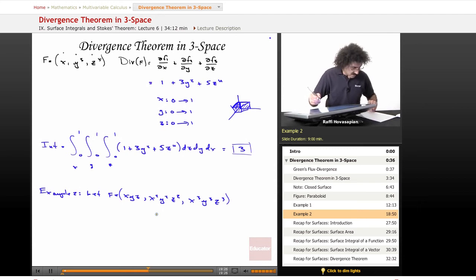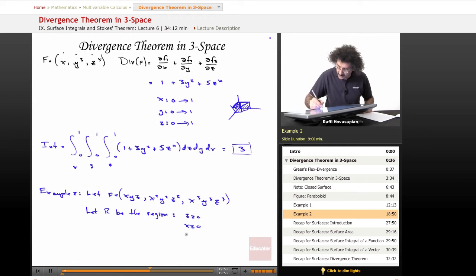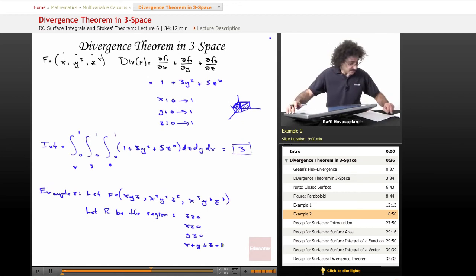Okay, let's see. And what surface do we want? Well, let R be the region. So this time the region is going to be defined by several equations in x, y, and z. Let R be the region where z is greater than or equal to 0, x is greater than or equal to 0, y is greater than or equal to 0, and the relationship between x, y, and z is x plus y plus z is equal to 1. So when you put all of that together, what you have is the following region.